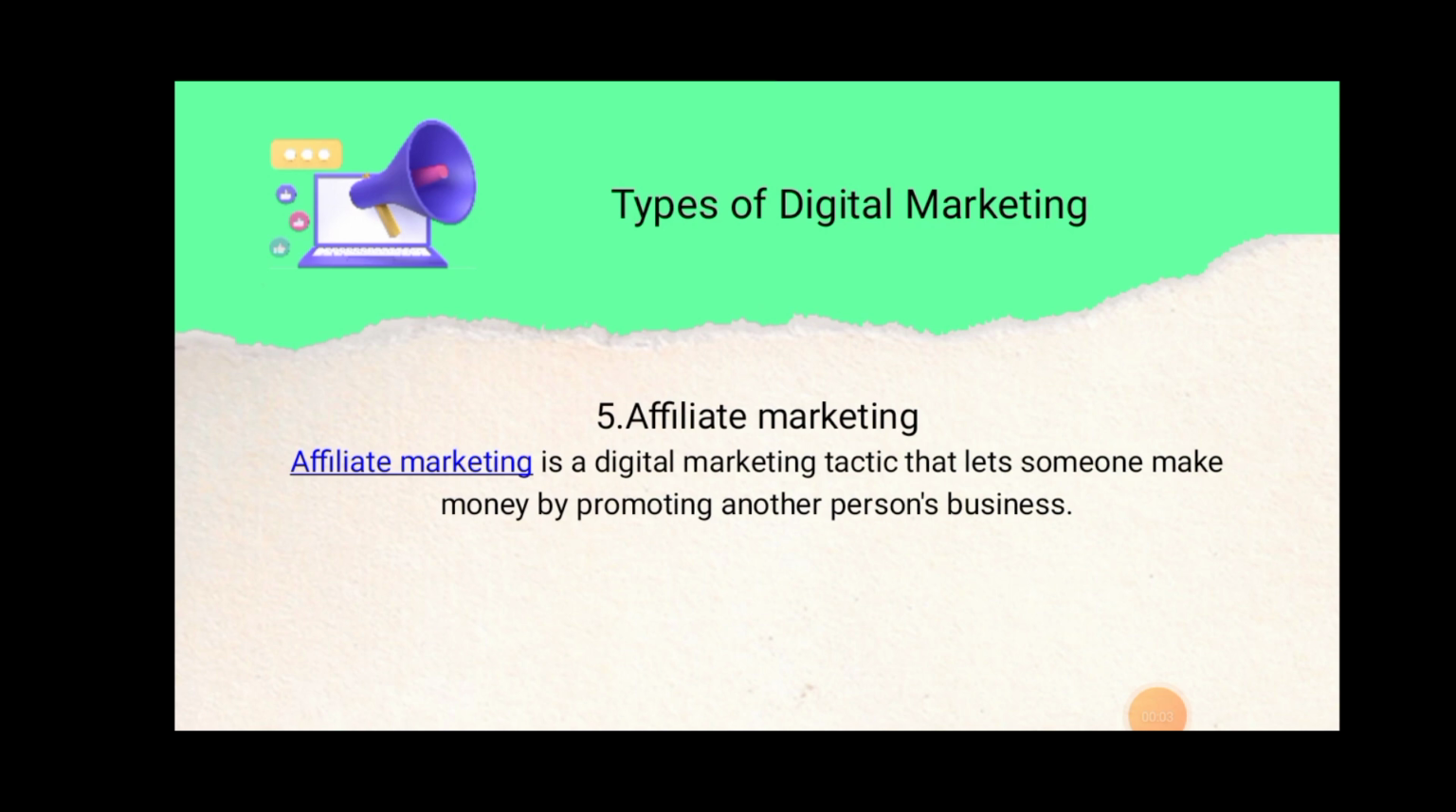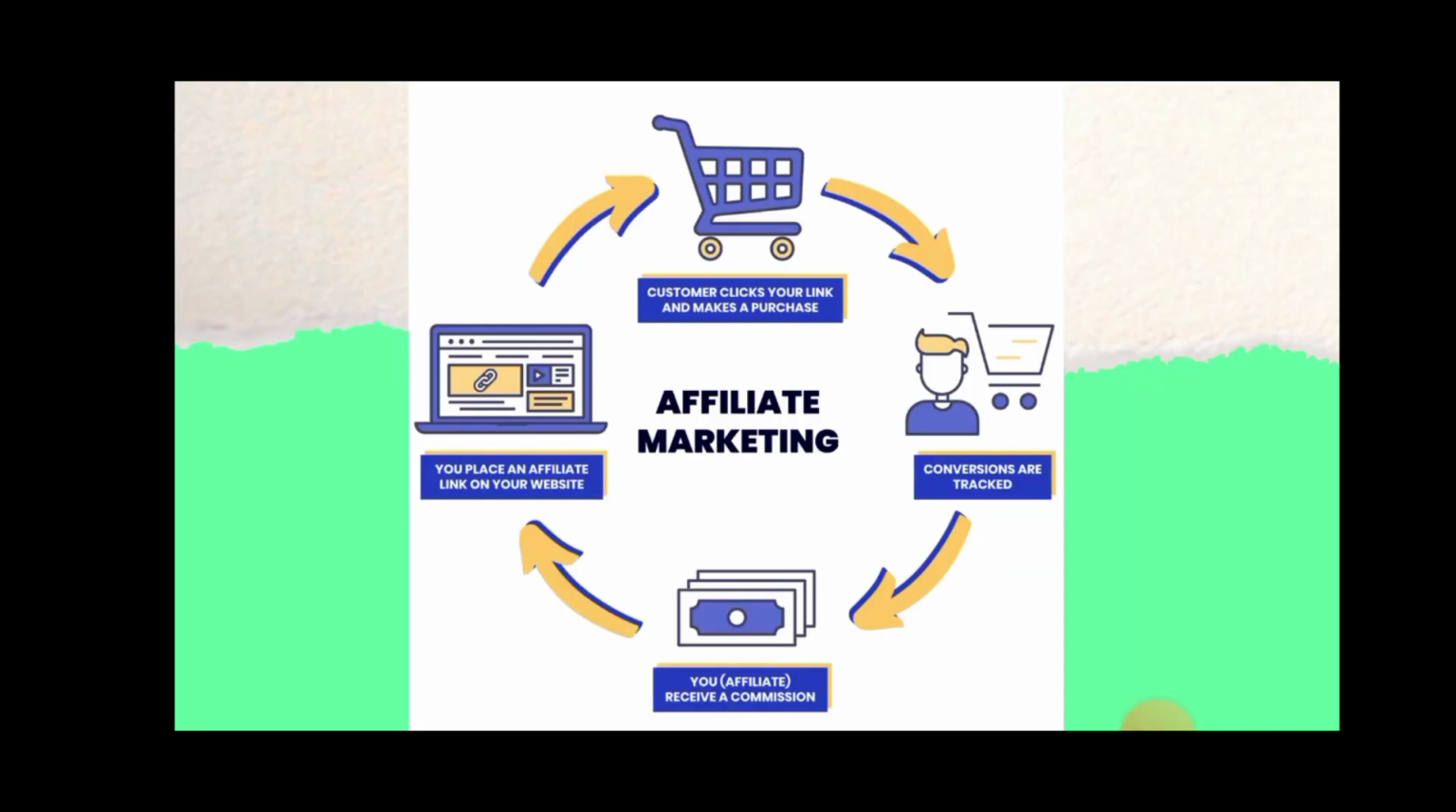Number five type of digital marketing is affiliate marketing. Affiliate marketing is a digital marketing tactic that lets someone make money by promoting another person's business. So this is how affiliate marketing works.